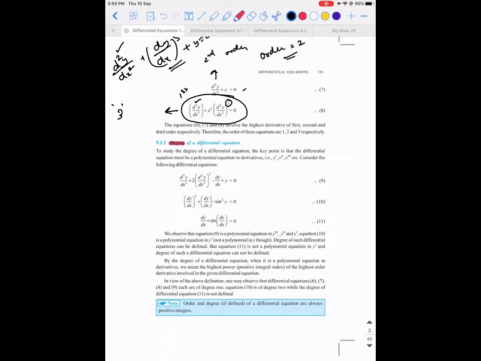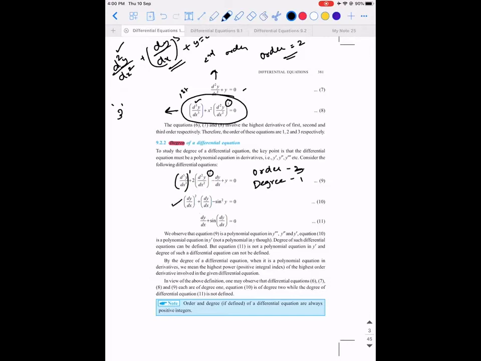For example, if you take this expression, then what is the degree? What is the order first? Tell me. Order is 3. And what will the degree be? The degree is 1. Because you should not look at this 2 and get confused. What should happen? d cube y by dx cube raised to the power 1. The highest order derivative's power is going to be the degree.